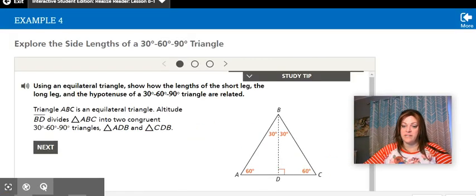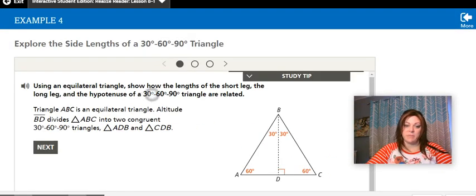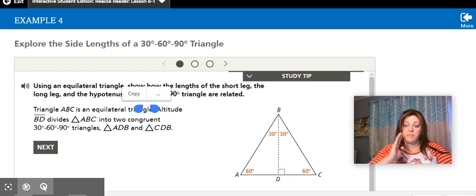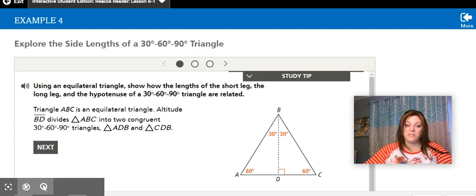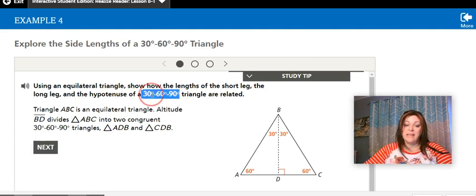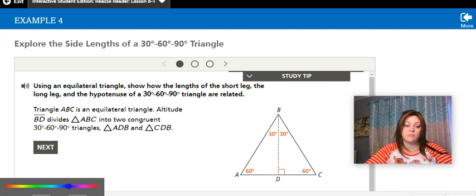Example 4 is an amazing example. It explains the relationship of a 30, 60, 90 triangle. So originally in this lesson, we had Pythagorean theorem. It works for all right triangles. Then we talked about rules if it's only a 45, 45, 90 triangle. Now we're talking about rules if it's only a 30, 60, 90 triangle. So I'm going to give those rules. You can go through and look at this lesson or look at the step-by-step instructions, which I highly recommend. But here's the bottom line.